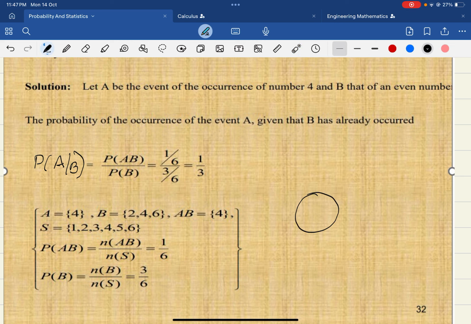Our A and B are this. Now there are the elements. This is A and this is B. In A you have 4 and in B you have 2, 4 and 6. So now can I say that A intersection B is having 4? Yes, no? A is having only 4. B is having 2, 4, 6. So the intersection portion is 4. So it is clear now.